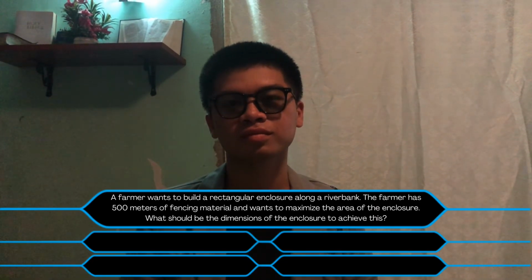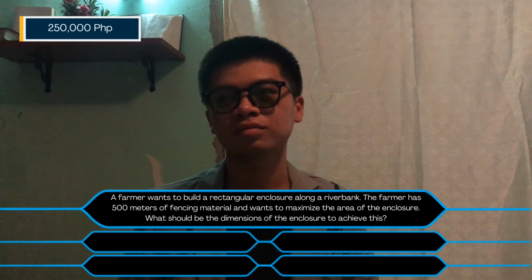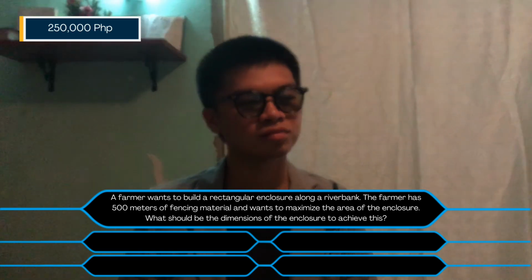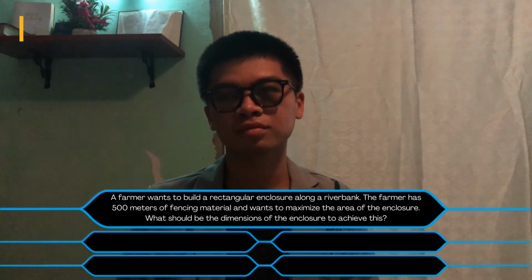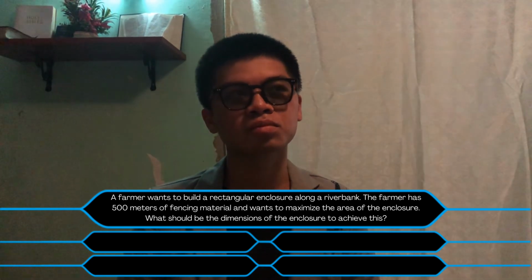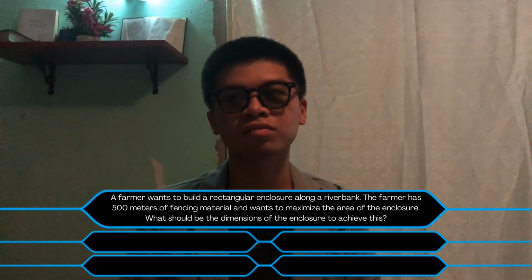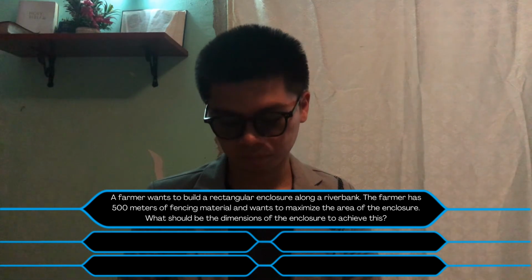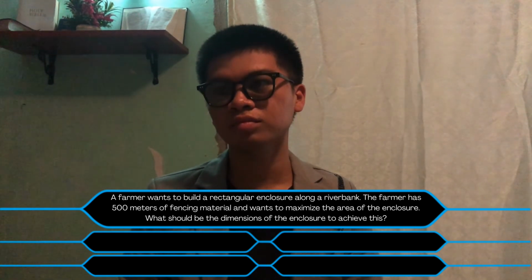Remember, you have 2 lifelines, 50-50 and phone a friend. Question number 5. A farmer wants to build a rectangular enclosure along a riverbank. The farmer has 500 meters of fencing material and wants to maximize the area of the enclosure. What should be the dimensions of the enclosure to achieve this?